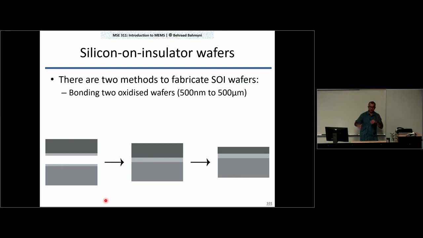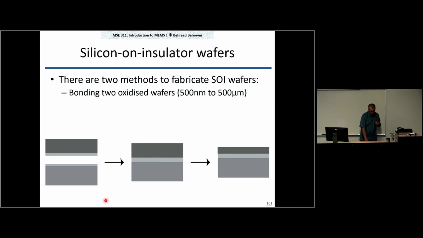It's called buried oxide. So the top layer is usually called the device layer because I make my MEMS device out of it. The oxide that is between the two wafers is called buried oxide because it is buried underneath the device layer. And the bottom wafer is used for mechanical handling, and it is called the handle wafer.